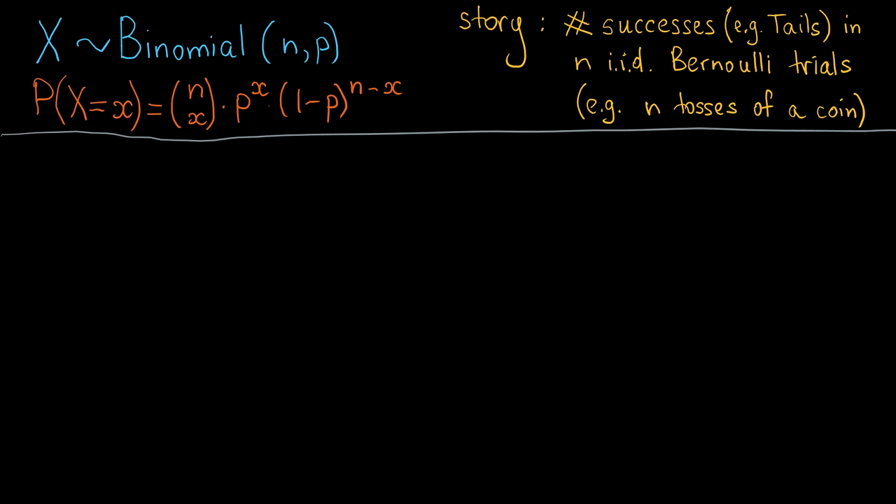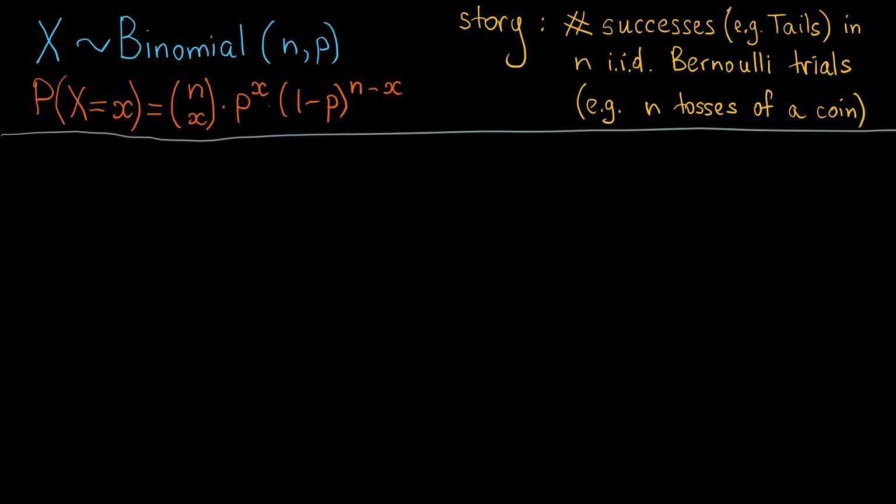only in the case of IID Bernoulli trials, where IID stands for independent and identically distributed. When you hear that X is a binomial n, p distribution, you should think of X as standing for the number of tails in n IID tosses of a coin. And I've written the PMF of the binomial distribution here in orange. This PMF gives us the probability that our random variable X takes on any particular value, and we can evaluate that probability using this formula.